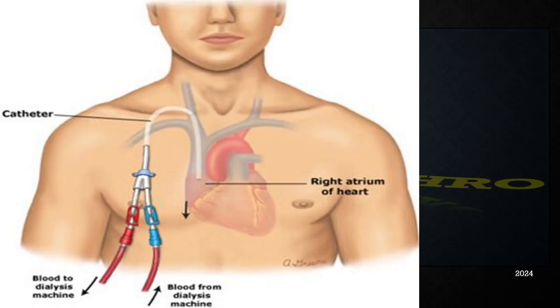And this is how it appears, from the heart through the internal jugular vein, and it forms some subcutaneous channel and comes out. Permacath is the trade name, and the technical term we will see.